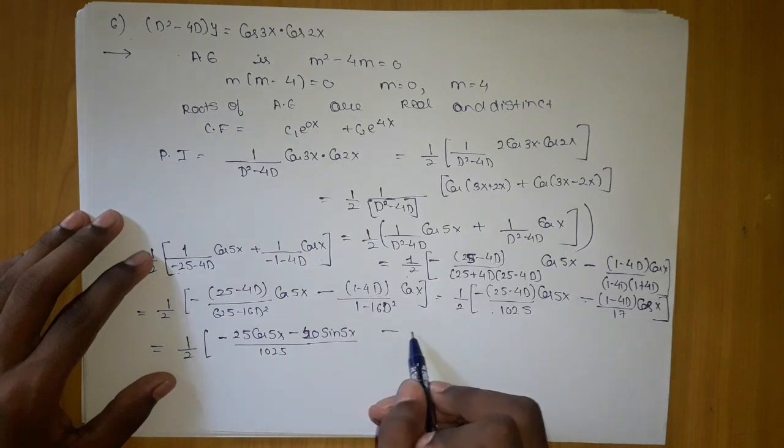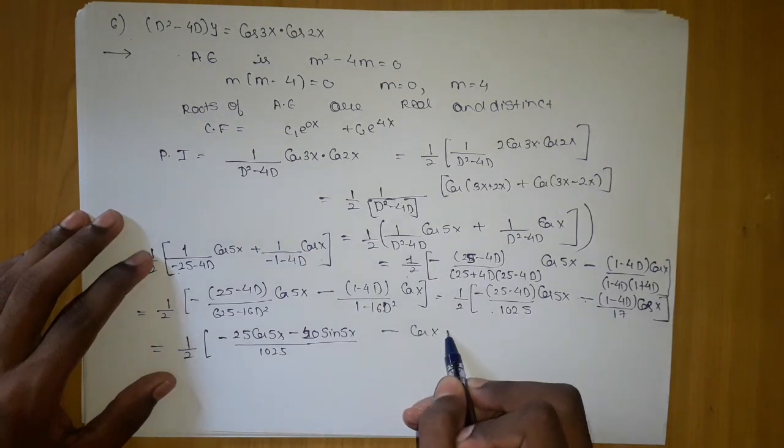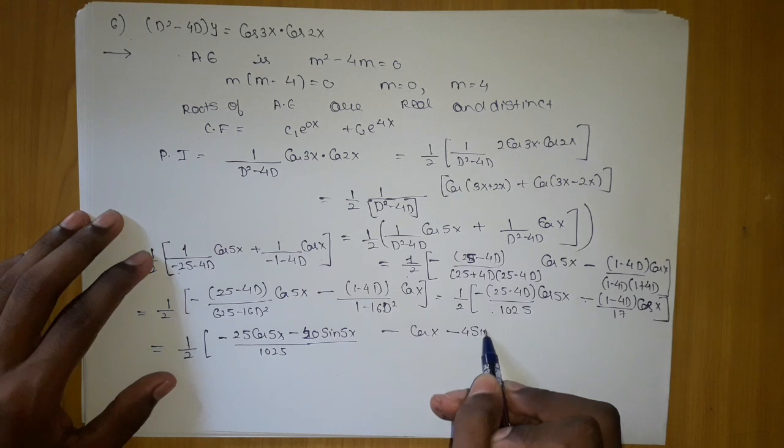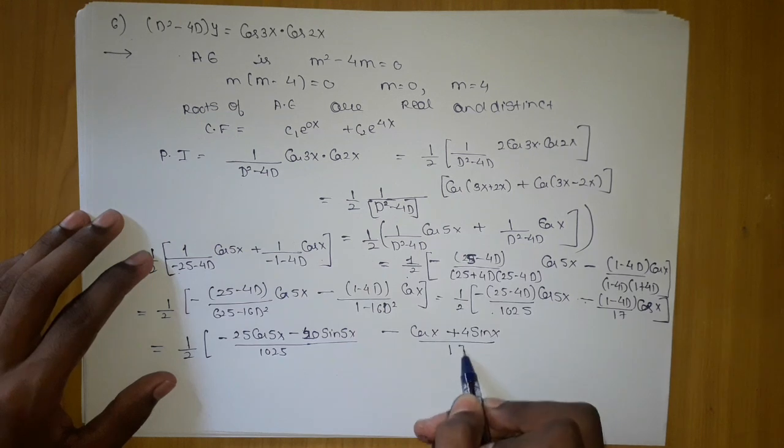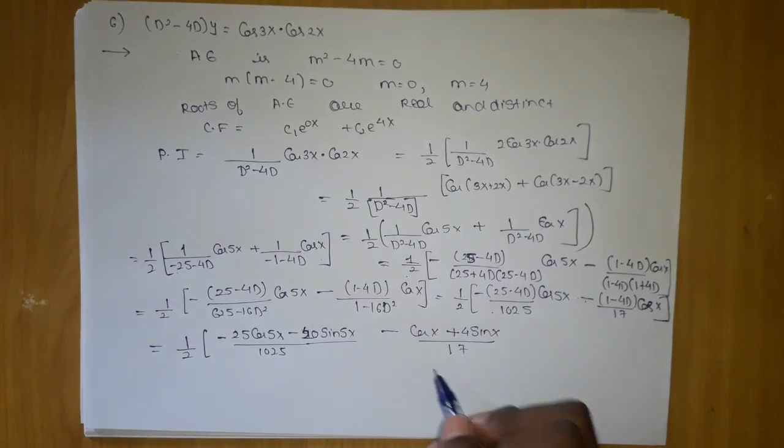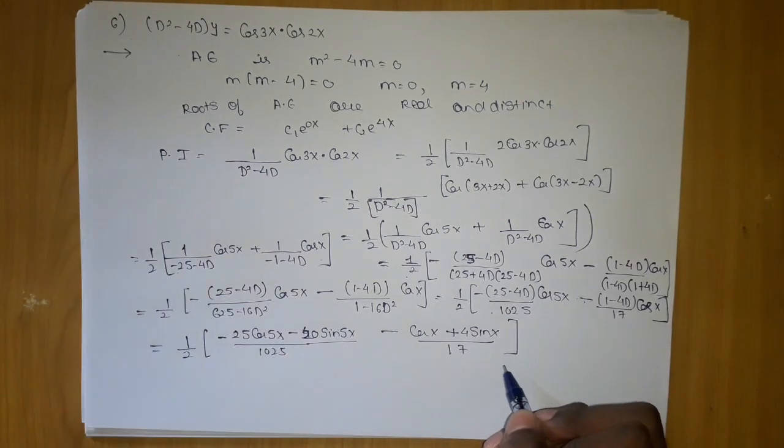And here we are going to get cos x minus 4 cos x is nothing but sin x with minus sign, so this will become plus by 17. So we are left with this thing as our final answer.